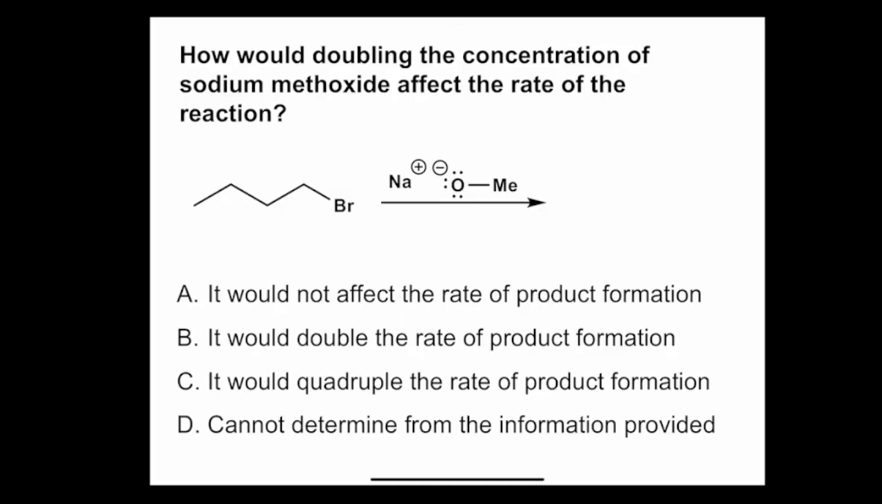Answer is D. It doubles the rate of product formation because if we look at this, and if we told you specifically this is an SN2 reaction, that means rate is equal to k. In this case, I'm going to call this guy A and this guy B. A or B, as I've drawn. Who's the nucleophile? Who's the electrophile? What's the leaving group?